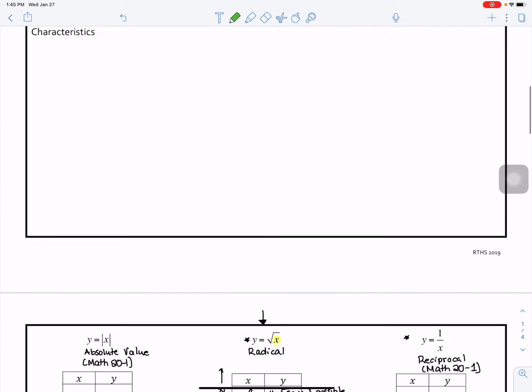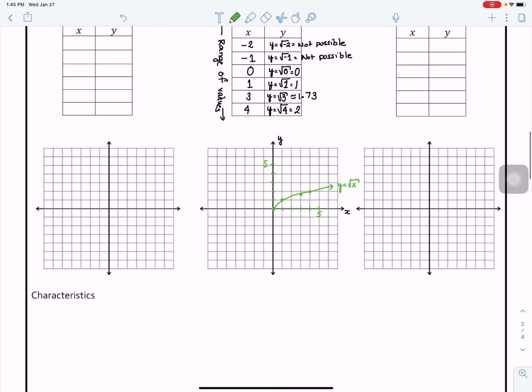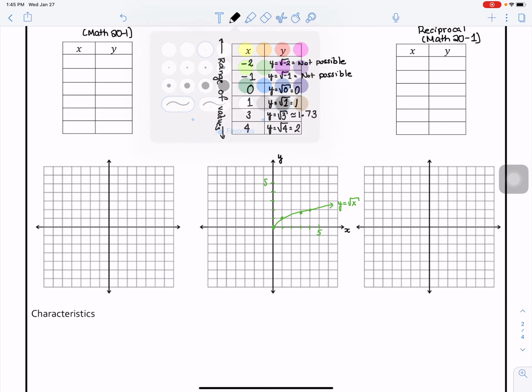Now let's talk about key characteristics: domain, range, x-intercepts, y-intercepts. Let's start with x-intercepts. The x-intercept is an ordered pair of where the graph crosses the x-axis. So the x-intercept is where the graph crosses that line. It crosses right there, and that ordered pair has a location of 0, 0.